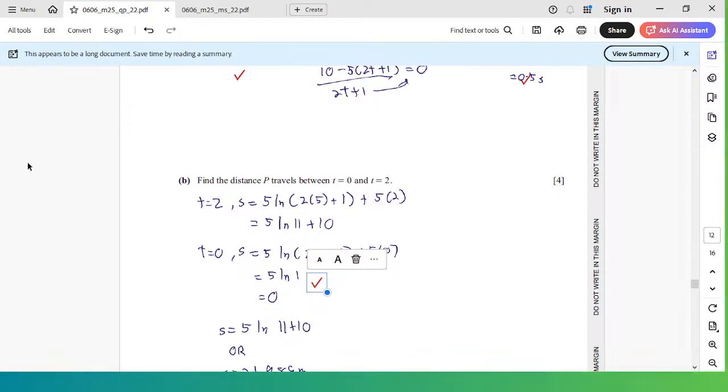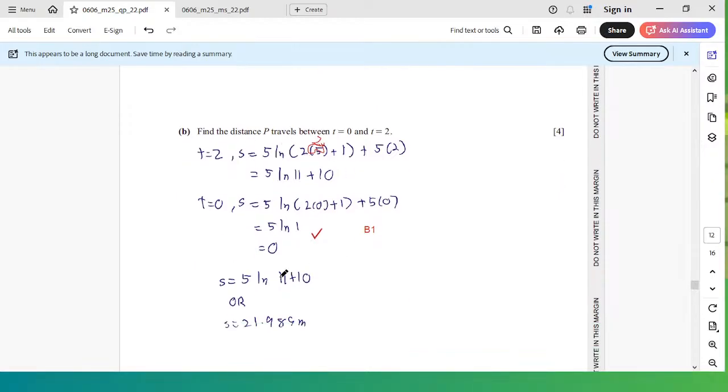This is B1 for getting it 0, which is I think more of a given. But oh, this annoys me greatly. I should have put 2 here. Oh, that's unlucky. Oh, that's really, really terrible. This should be 5 lone, 5. And this should be 2.